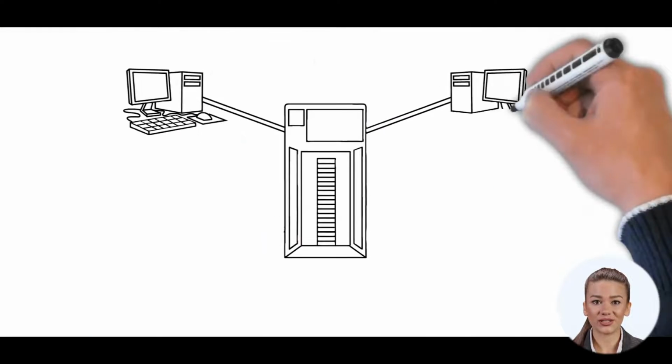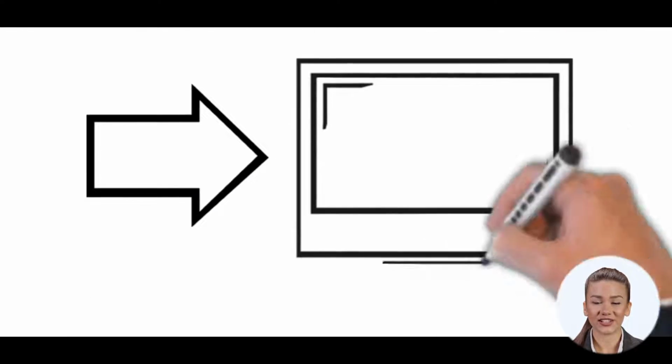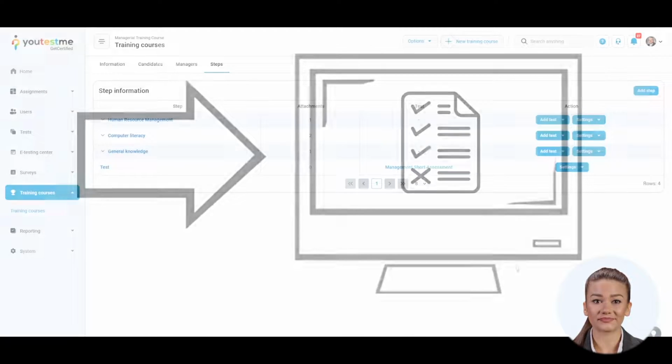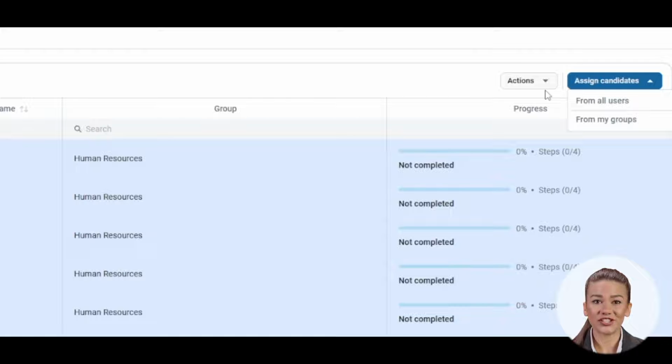A testing session will automatically be created when you create an ad hoc test. For a candidate to start this test in a training course, it is enough to enroll them in the training course. Navigate to the Candidates tab and assign the candidate. You may choose between all users in the system or from the groups. Only after the candidate goes through all training steps and passes the tests will the candidate complete the training course.